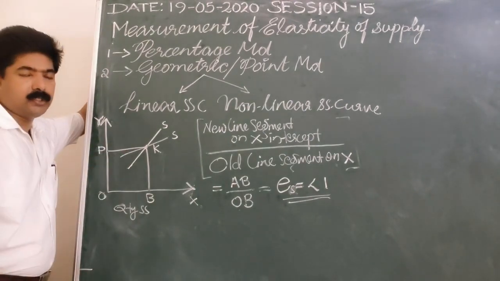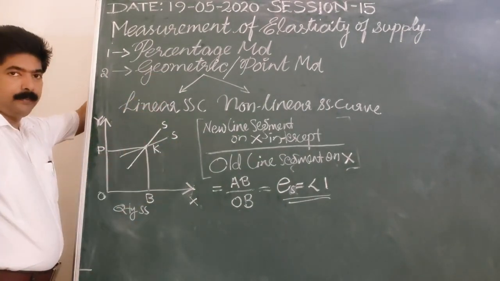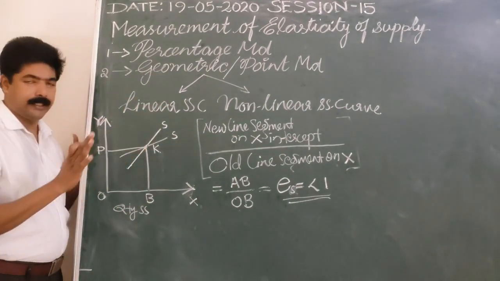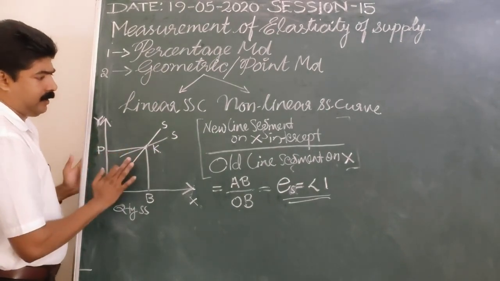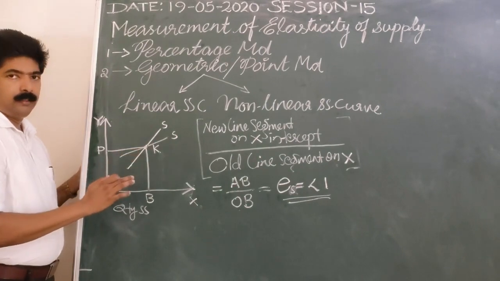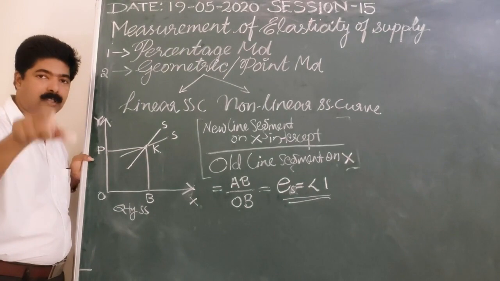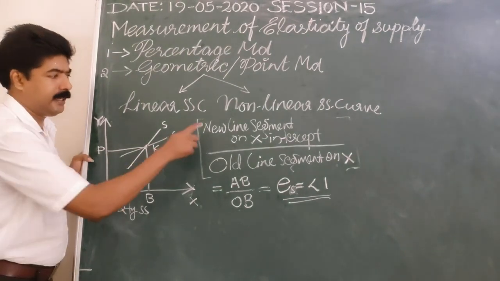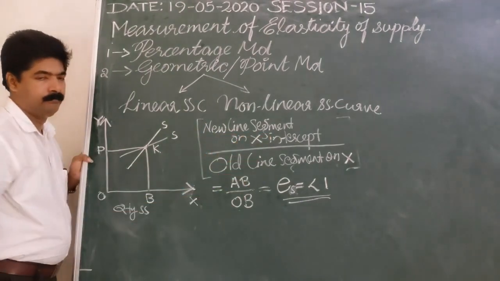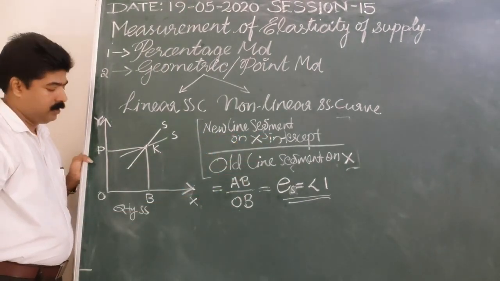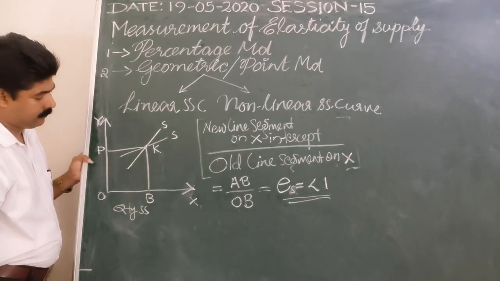What is the procedure to calculate the price elasticity of supply by the geometric method? You will get a supply curve like this, a linear supply curve. Supply curve can be linear, a straight line, this way. And your first step is that you need to extend the supply curve towards the x-axis to make a new line segment on the x-intercept.